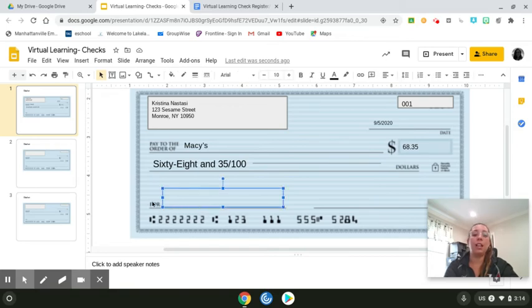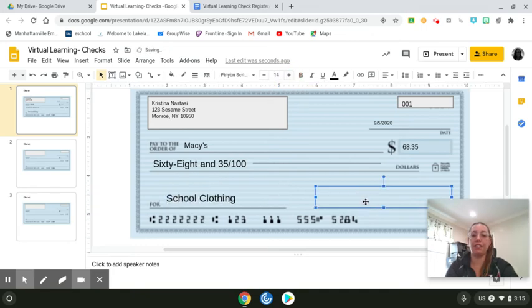Now, this line here, for the assignment, I need you to write something there. But on an actual check, you don't actually need anything there for the check to be valid. This just lets you and other people know what this check was paying for. So we're going to write school clothing here because for this assignment, I am asking that everything is completely filled out.